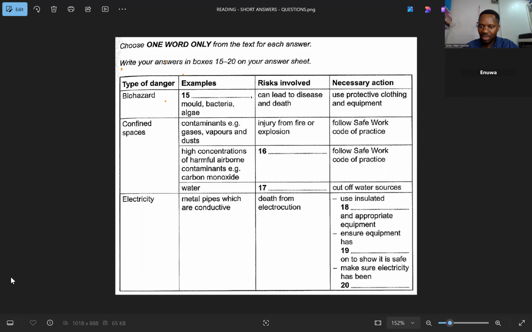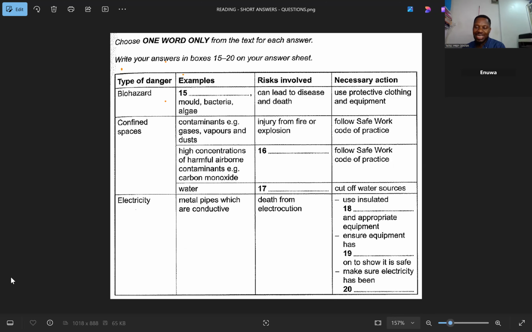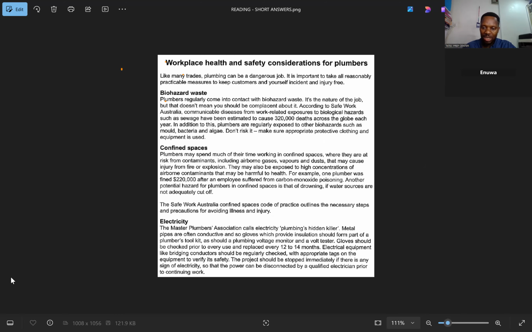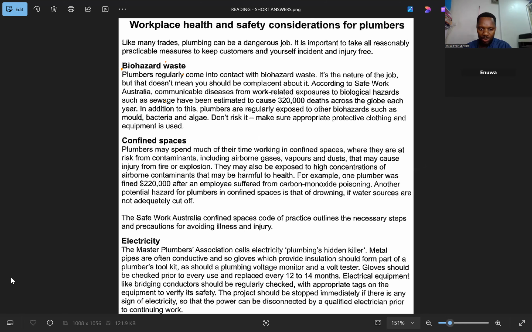So we have provided, use insulated gloves and appropriate equipment. What are the appropriate equipment as mentioned here? It's talking about voltage monitor, right? You can see them here. Other appropriate equipment mentioned here involve voltage monitor and volt tester, right? So you can see that paraphrasing has taken place there. So you want to be extremely careful.